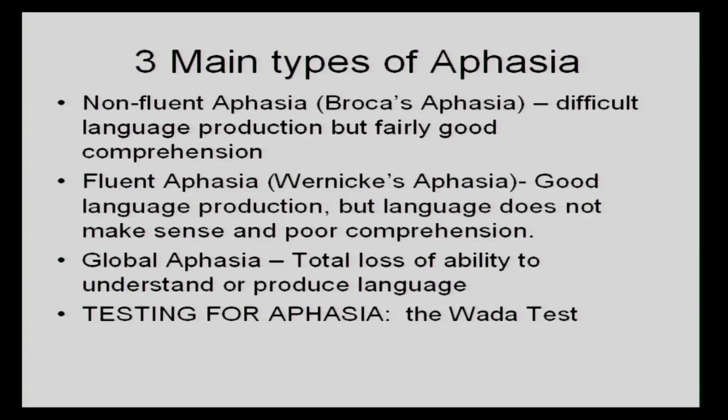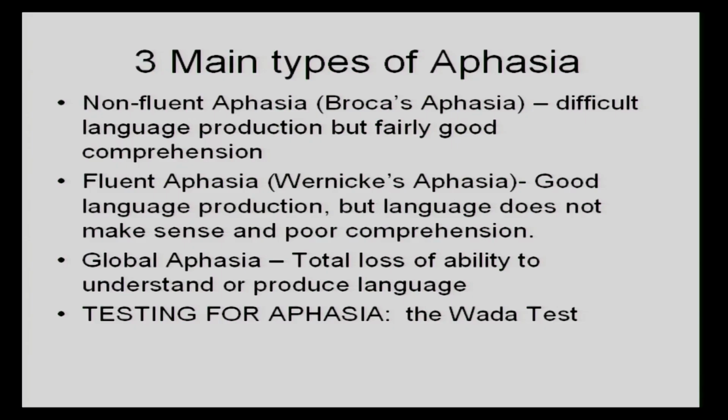The first is called non-fluent aphasia, or Broca's aphasia. Difficulty with language production, but fairly good comprehension. The second is fluent aphasia, Wernicke's aphasia. Good language production, you can string words together in a regular way, but the language does not make sense, and there's very poor comprehension. The third category is a combination of the first two, which is global aphasia, total loss of ability to understand or produce language.